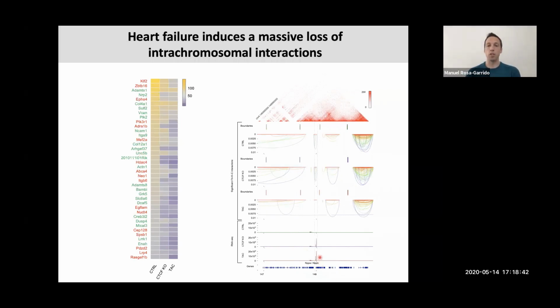So here again, I'm showing you the interaction frequency matrix for the locus where the MPPB is encoded, the significant interactions, and the gene expression profile. You can see here how when we induce heart failure by depleting CTCF or performing TAC, we are losing interactions, and this loss of interaction correlates with an increase in the expression of the gene.